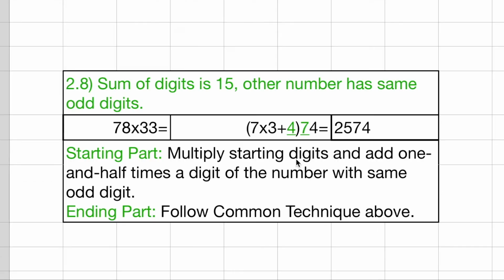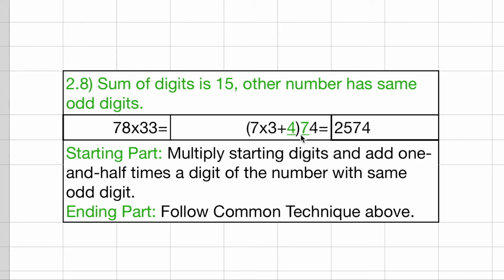Eighth and final case, sum of the digits is 15, other numbers have same odd digit. So here it can be 7, 8 or 6, 9, and here it can be 1, 3, 5 or 1, 3, 7 and 9. 5 has already been addressed before. For its starting part, we multiply starting digits and add 1.5 times of the number with same odd digit. So here 3 is the same odd digit and 1.5 times of that is 4.5. So we ignore the fraction part, we keep 4.